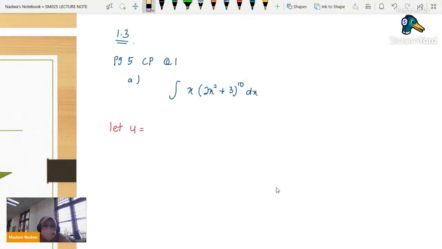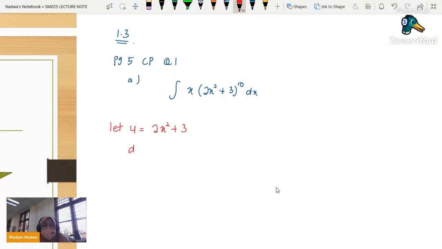Okay. So what we can do here is, ada orang reply tak? Tak ada. Let u equals to apa? We can let u equals to 2x squared plus 3. Okay, tak payah kuasa 10, jangan. Sebab kita hanya menyusahkan kita untuk find the differentiation. Alright, so kita just let u equals to 2x squared plus 3.